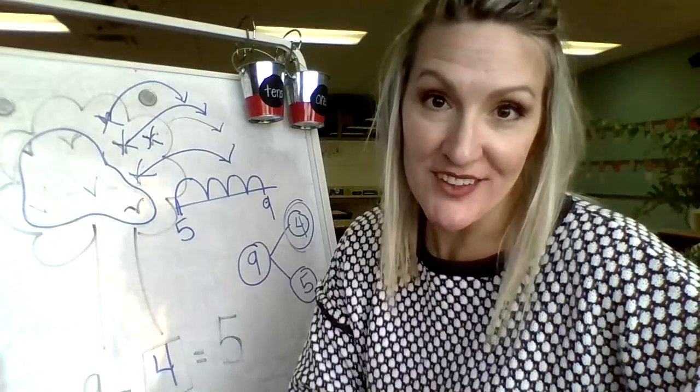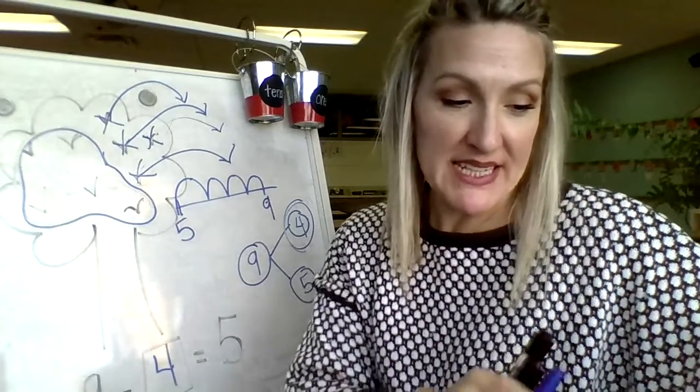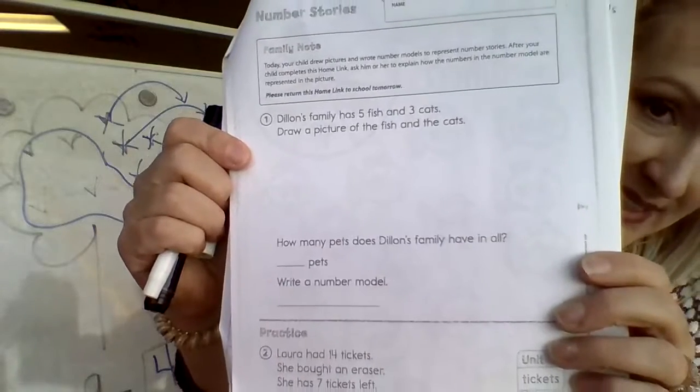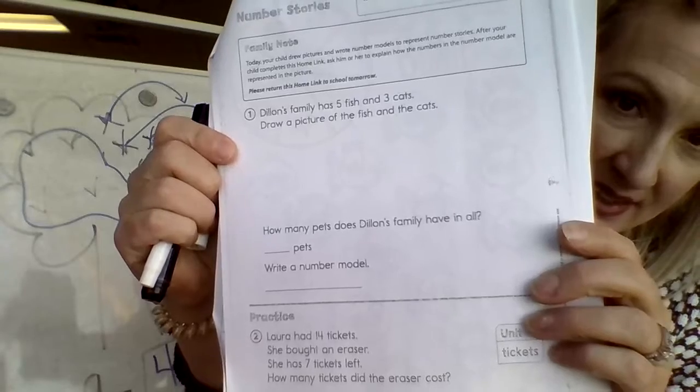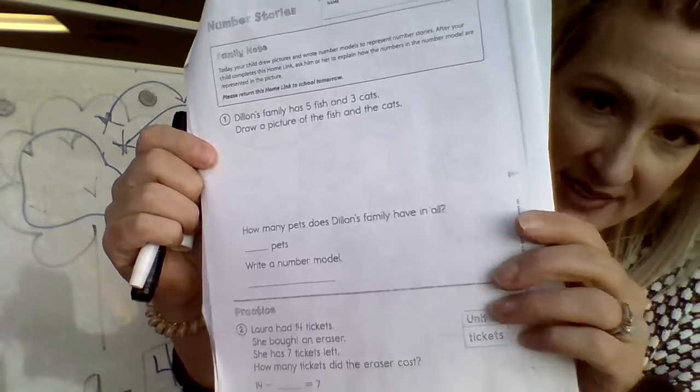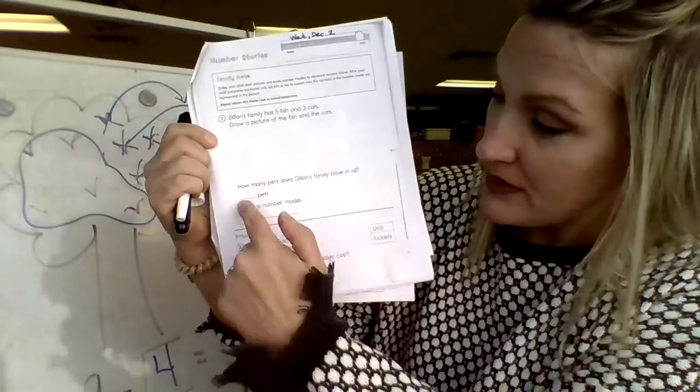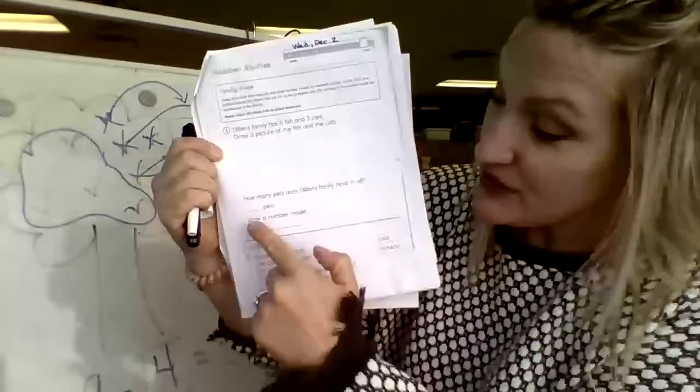Now it's your turn. In your math work today, you have a story problem that looks like this. Dylan's family has 5 fish and 3 cats. Draw a picture of the fish and the cats. So do just what we did today. Draw a picture. 5 fish, 3 cats. How many pets does Dylan's family have in all? Write the answer right there and draw your number model. Don't forget, something plus something equals something.